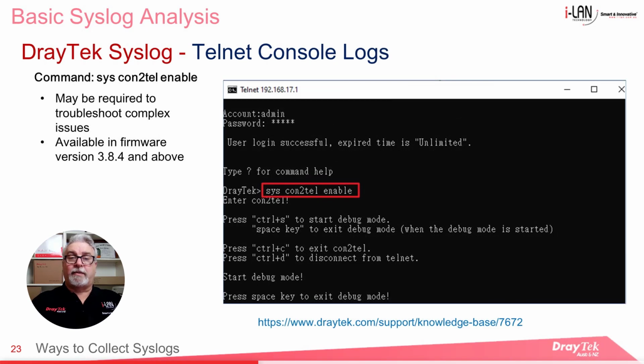For complex issues, it may be required to capture the console logs in the router. This provides much greater detail than the syslogs and is often required by DrayTek R&D to identify if the issue is caused by a firmware bug. This is available in routers running firmware version 3.8.4 and above. The telnet command to use here is syscon2tel-enable.